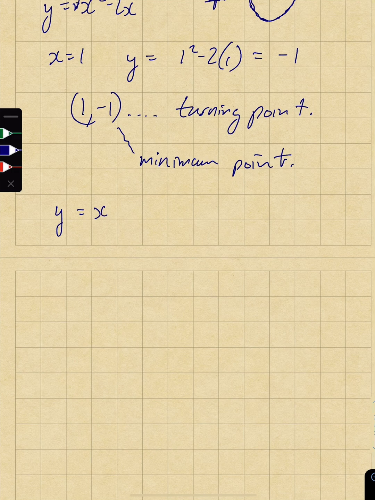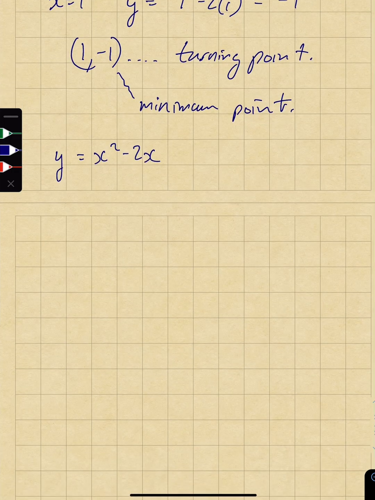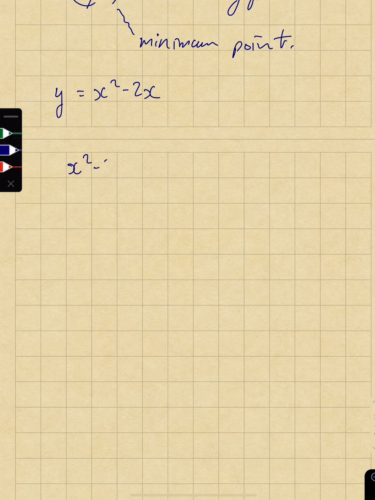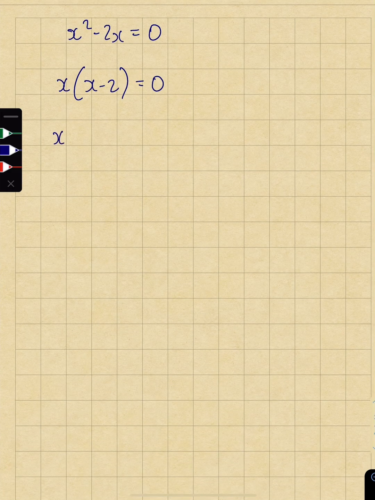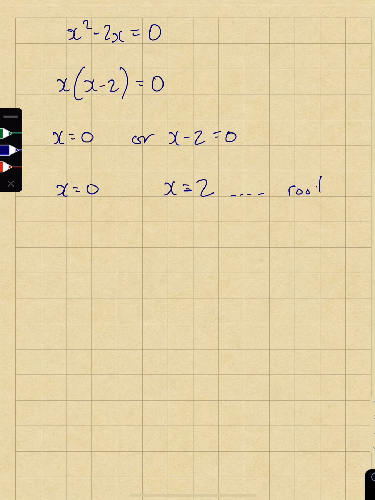So y equals x squared minus 2x. We set that equal to 0 and we solve it. So factor out x and you have x times x minus 2 equals 0. And now either x equals 0 or x minus 2 equals 0. So solving the second one there, x equals 2. So when x equals 0 and x equals 2, these are the x values of our roots.